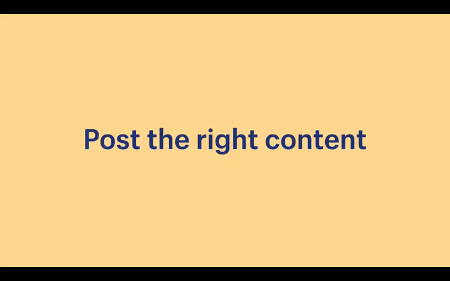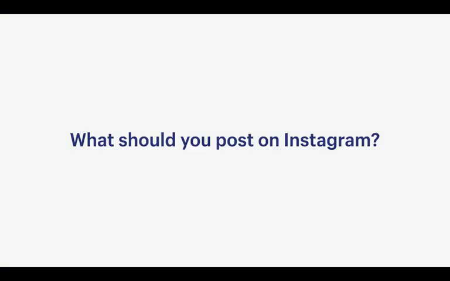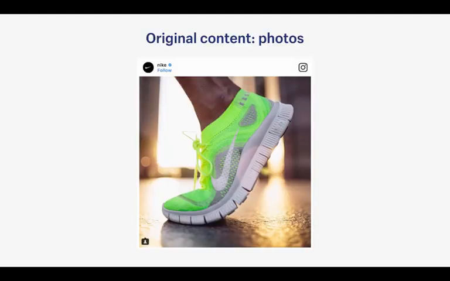So the first tip, and we're going to start very general and then get more specific, is to post the right content, right? This seems like common sense. So what should you post on Instagram? Well, a large part of this depends on who you're targeting. Again, I would look for accounts with followers that you would like to reach and see what kind of content they post. So the first is original content, which is going to be photos. Now, you don't need to be a professional photographer or even need to have an expensive camera to post interesting photos on Instagram. Most smartphones today come well equipped with great cameras.